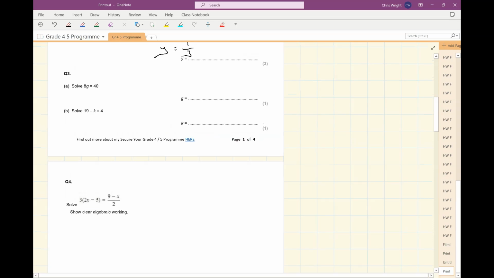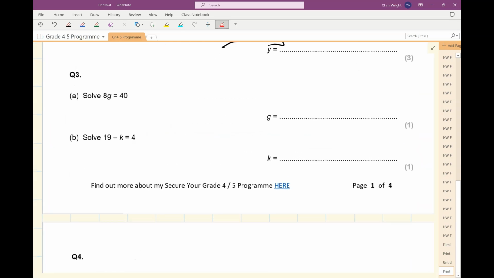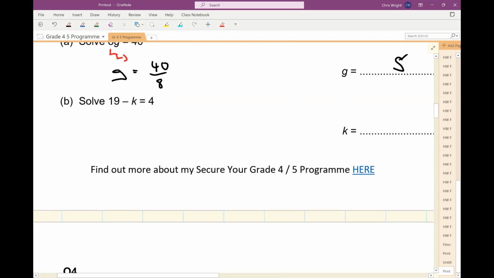Question 3. These ones look a bit more straightforward. I can just escalate down the 8, gives me g equals 40 over 8. Do that on my calculator. 40 divided by 8 is 5. Now, question B, 19 minus something equals 4. Well, to be honest, I'm just going to do this in a kind of common sense way. 19 minus what is 4? Well, it's going to be 19 minus 15, isn't it? So that k must be 15.